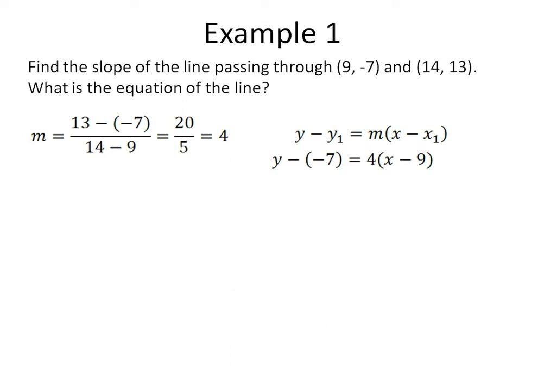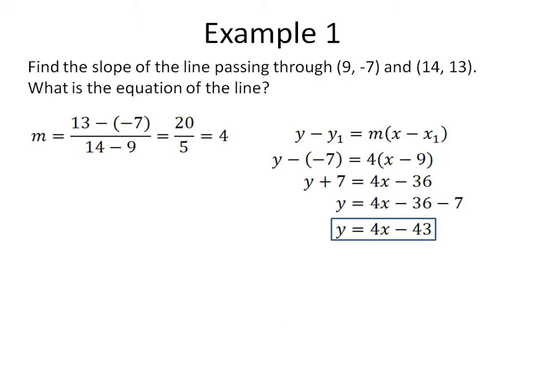So y minus negative 7 is equal to 4 times x minus 9. Simplify this out. This gives us y plus 7 equals 4x minus 36. Then subtract the 7 from both sides, which gives us y is equal to 4x minus 43.